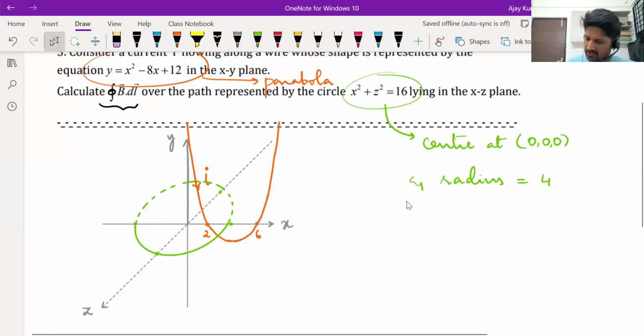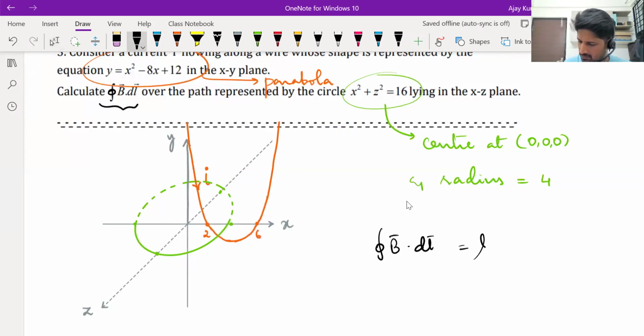So we need closed integral B dot dl, and that is equal to mu naught into I enclosed. I'm only considering the magnitude, not the direction. Now tell me, that green loop, the circle that we have taken, is it enclosing any current? Is any current passing or cutting through that loop or not? And how much?